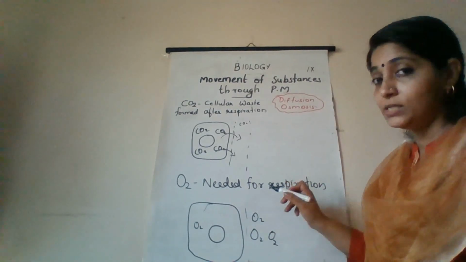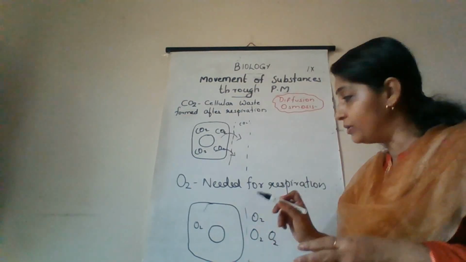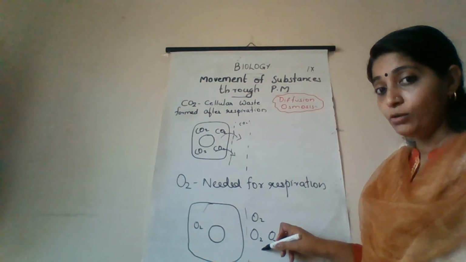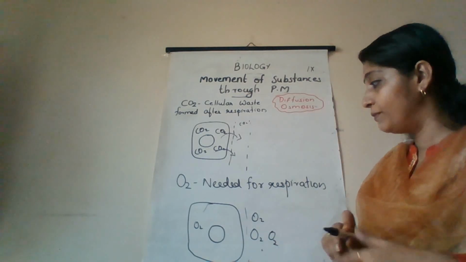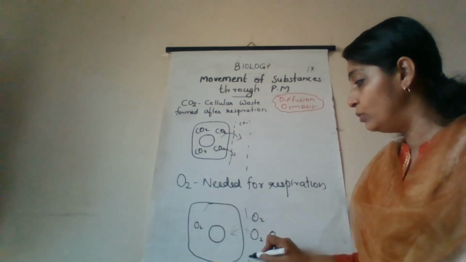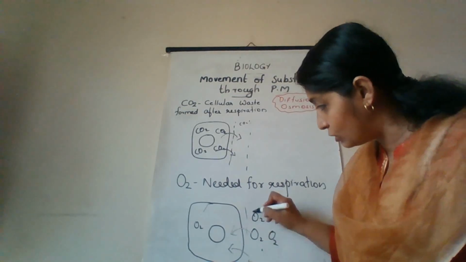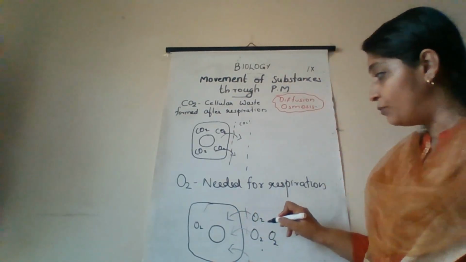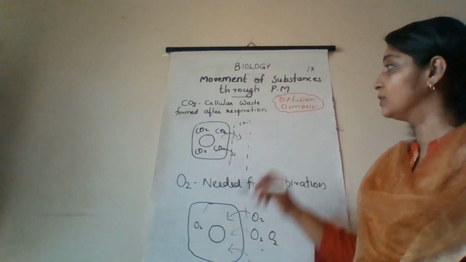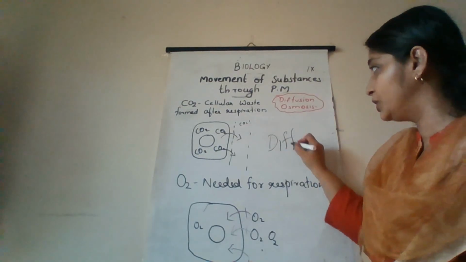Similarly, the oxygen will be more in the blood, and the cells need oxygen for respiration. So what happens? The concentration of oxygen will be more outside the cell when compared with the inside of the cell. So the oxygen will have a tendency to move inward for the respiration process. The oxygen will move from its region of higher concentration to the region of lower concentration. So that is happening by the process of diffusion.